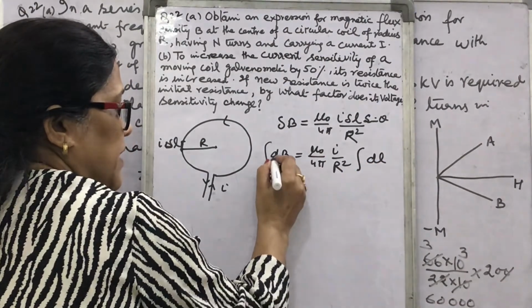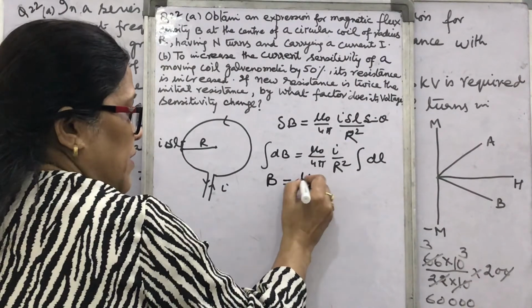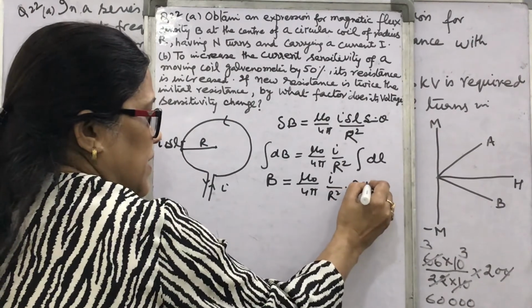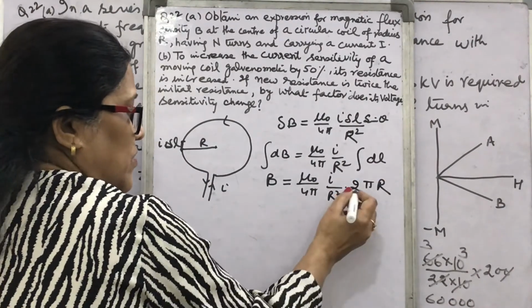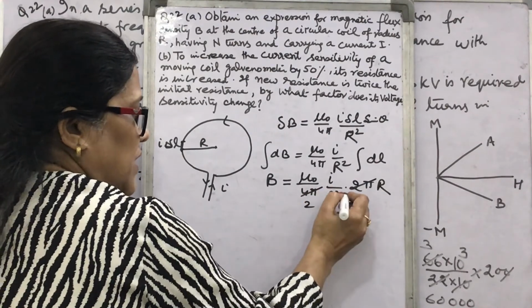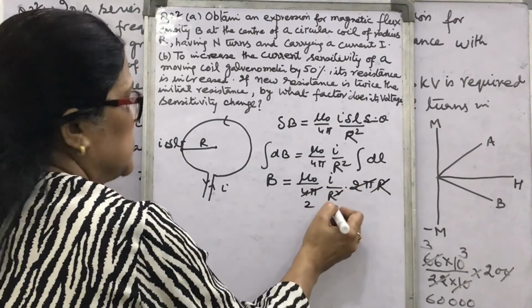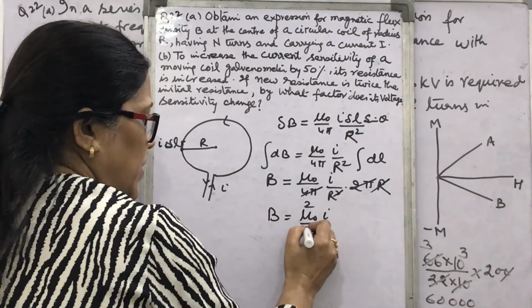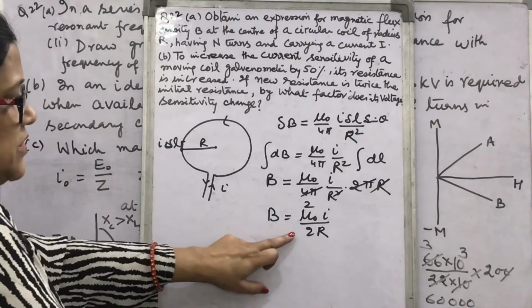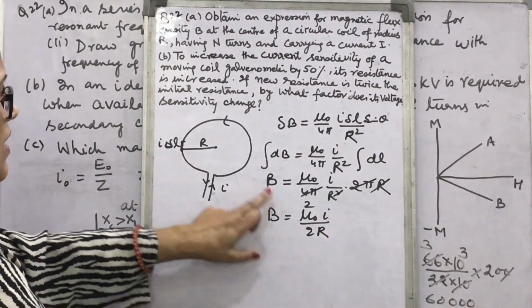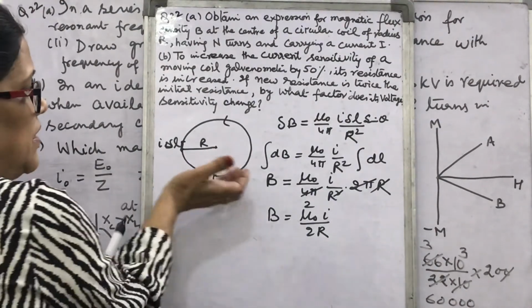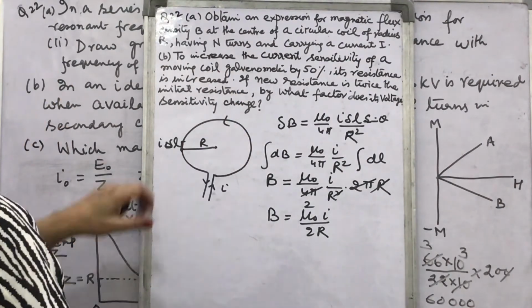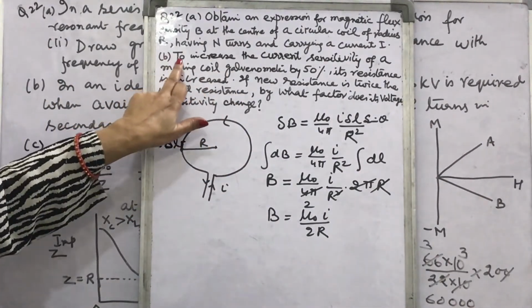So the net magnetic field B will be given by mu naught upon 4 pi, I by R square, into 2 pi R. Now look here, the 2 pi gives 2, and R square becomes R. So finally B will be mu naught I upon 2R. This is the magnitude of the magnetic field, and the direction is perpendicular at the center as per the right hand thumb rule.